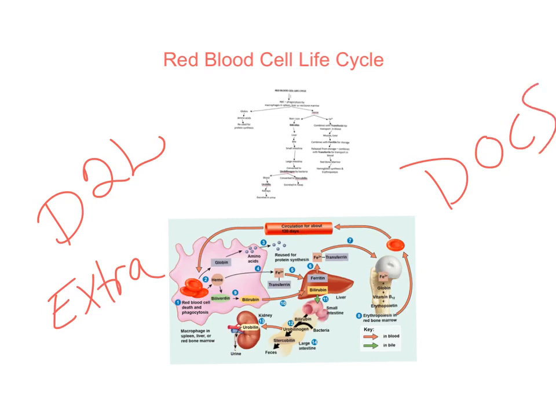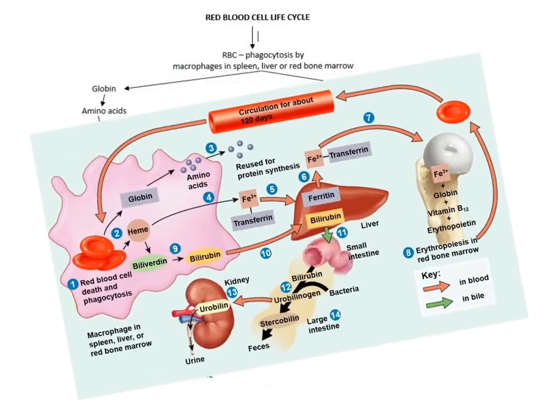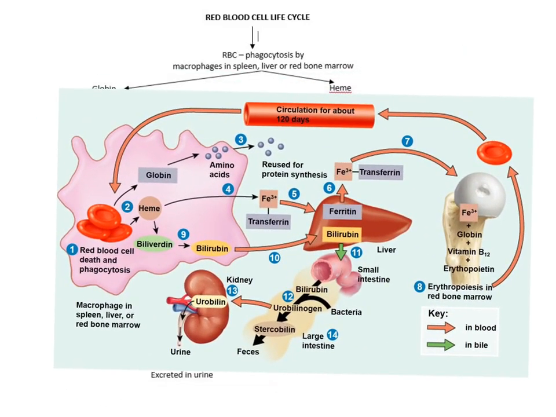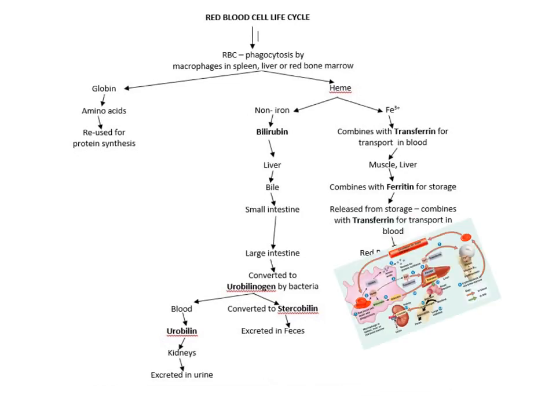I am going to compare the flow chart that I have here to the actual diagram. Let's take a look here and start with number 1, which is the red blood cells being broken down into their component parts by phagocytosis by macrophages in the spleen, liver, or bone marrow. And let's just take a look back now at the flow chart, and this will obviously be right here, and this will be number 1.